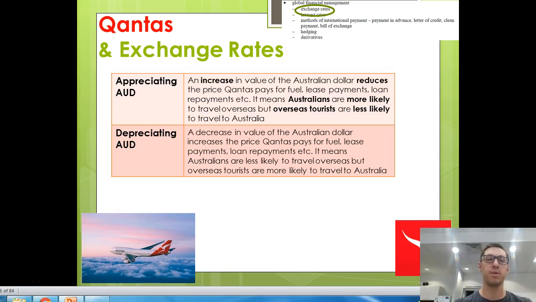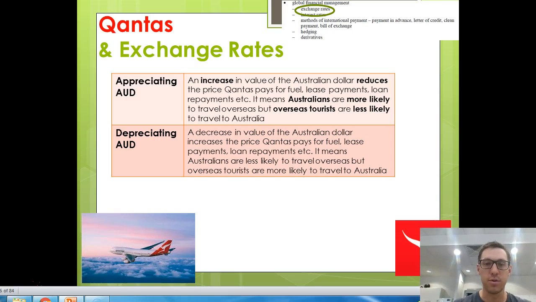So to put into some context, well, what does it mean if the Australian dollar appreciates? So if the Australian dollar gets stronger against the US dollar, for example, so that would mean it going from, for example, $1 Australian dollar buying 71 US cents to $1 Australian dollar buying 80 US cents. That is an appreciating currency.